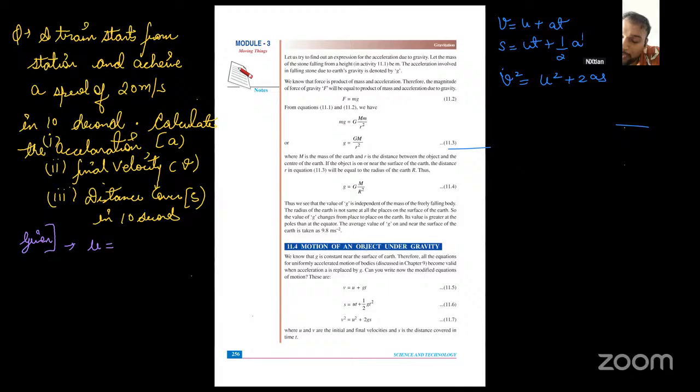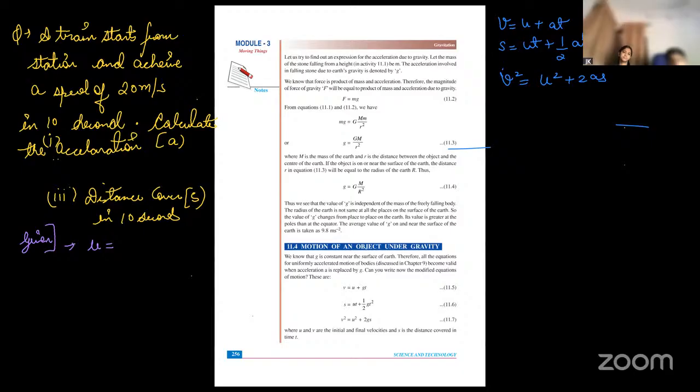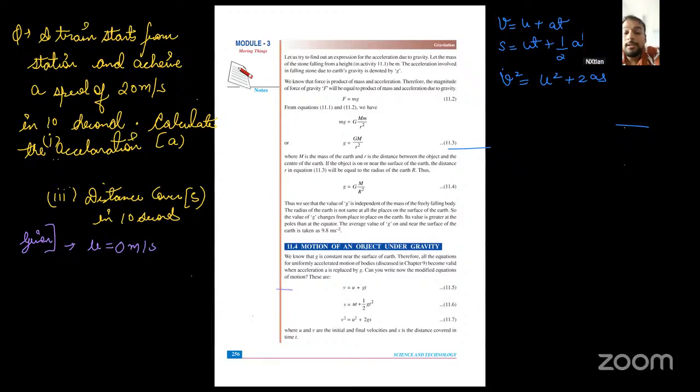Understood? So what is the initial velocity? 0. Yes, it will be 0. So why 0? Because before the starting of the case, the train was at the station. At the station, it is not moving. And if it is not moving, the velocity is 0. Understood? Now, what is the final velocity?